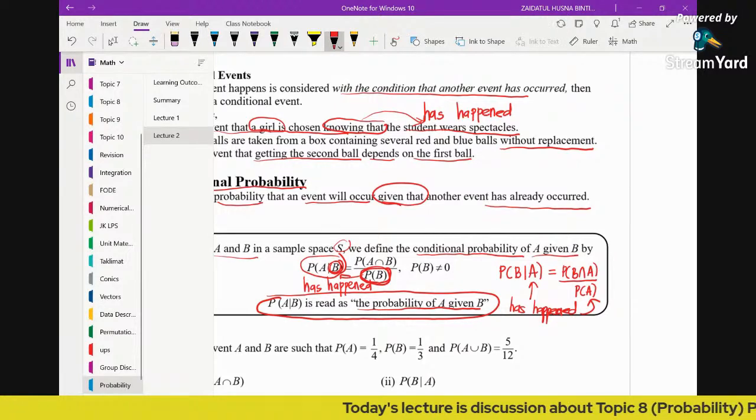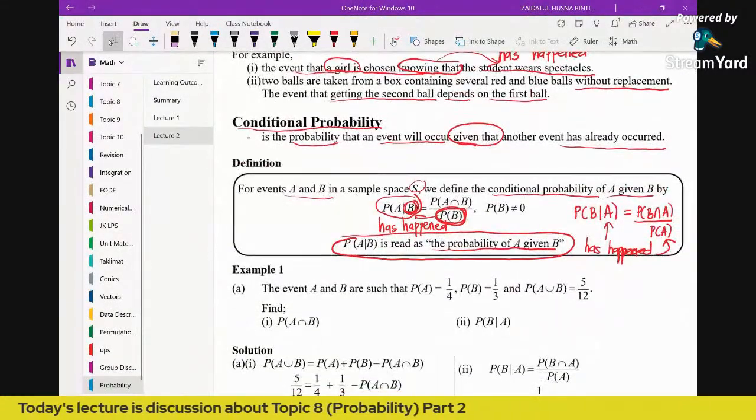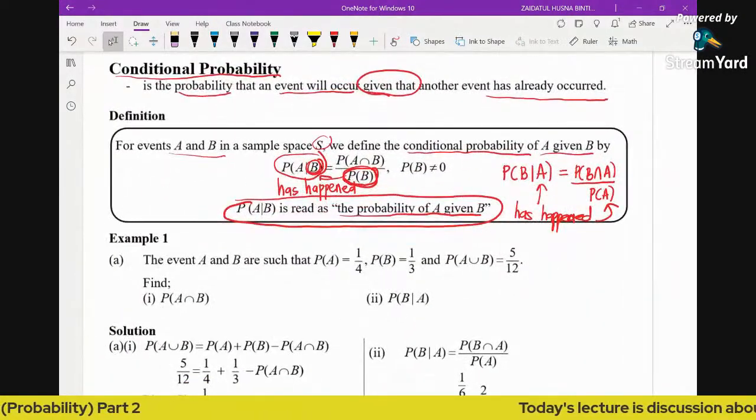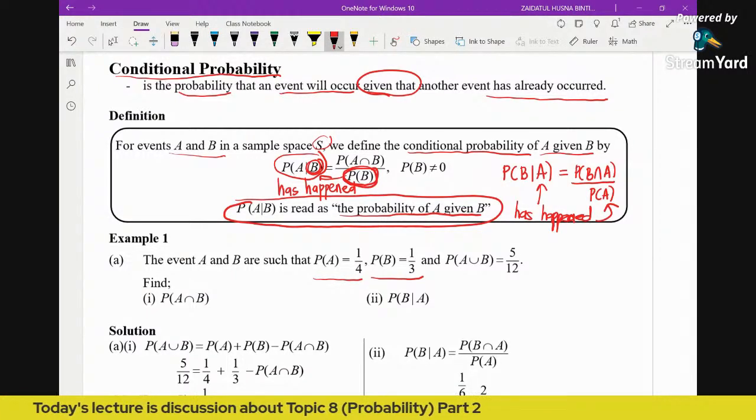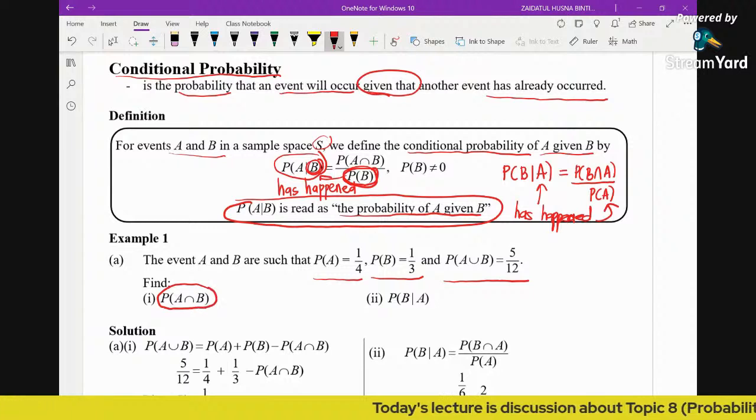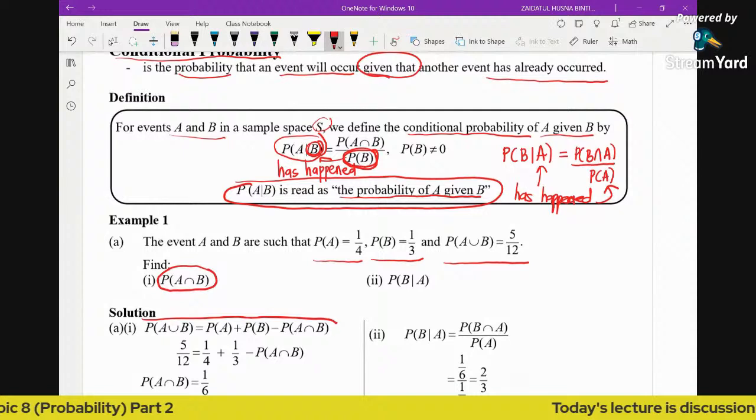Alright, now let's see an example. Example 1: the question is quite straightforward, and we do have the values. The events A and B are such that probability of A is 1 over 4, probability of B is 1 over 3, and probability of A union B is 5 over 12. The question says find the probability of A intersect B. If we recall, we have the addition probability formula, so we are going to use it.